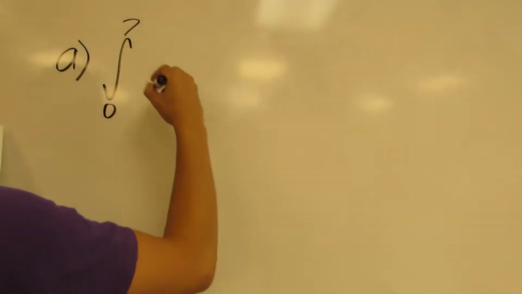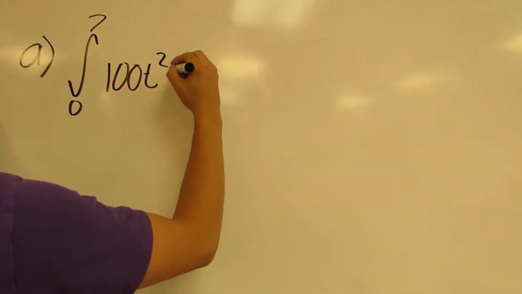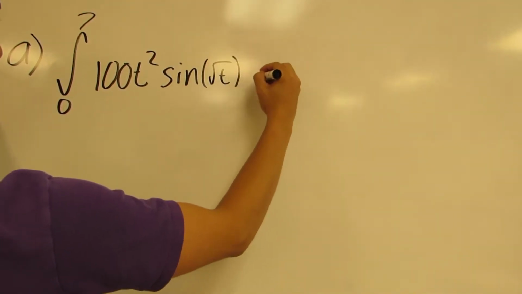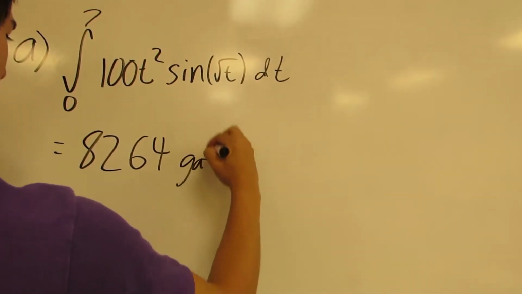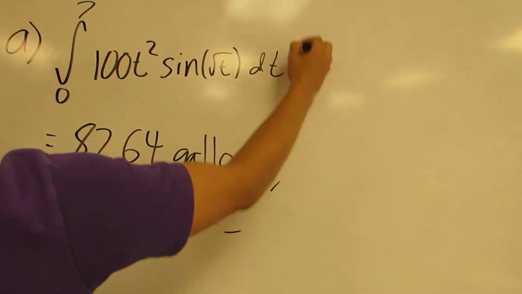Okay, for part A, we have to find how many gallons of water enters the tank during the time interval 0 to 7. To do this, we can just take the integral of our function, which is 100 t squared sine squared of t, to find how much water is there. And when we do that, we get 8,264 gallons.